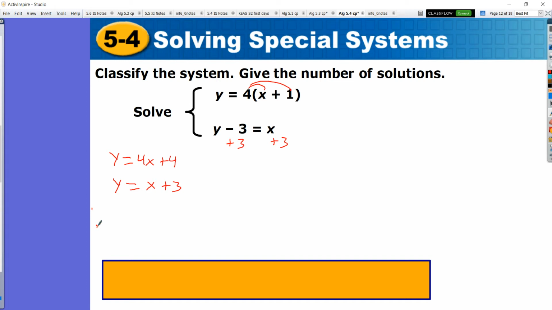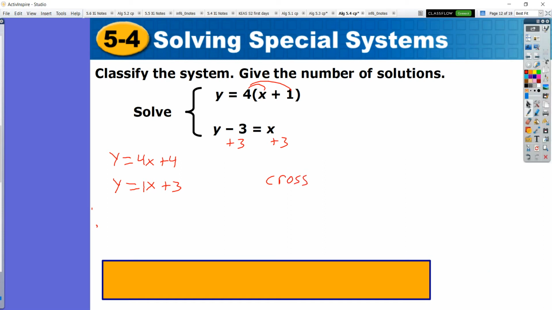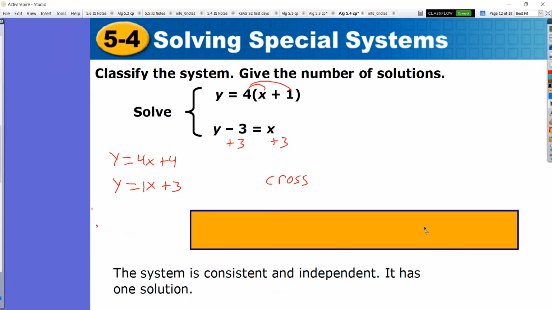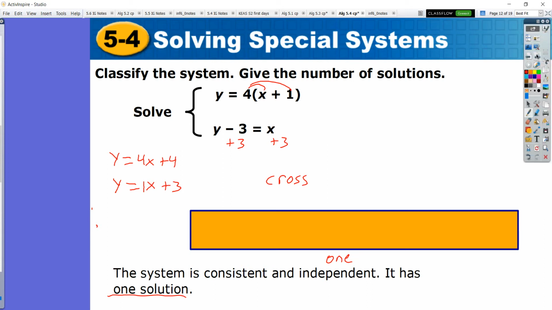Okay, so what we came up with is we have different slopes. We got a 4x and we have a 1x, different y-intercepts. If we have different slopes and different y-intercepts, all right, these lines are definitely going to cross. And when they cross, we can name the coordinate for that spot. So we would call this one consistent and independent because they cross at exactly one location. All right, we would have one coordinate where they cross. And so that just gives us one solution. Okay, so that's part of what you guys are up to today, categorizing some different systems.